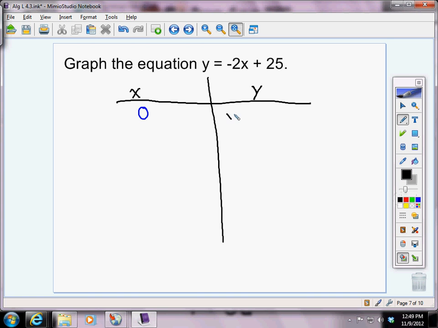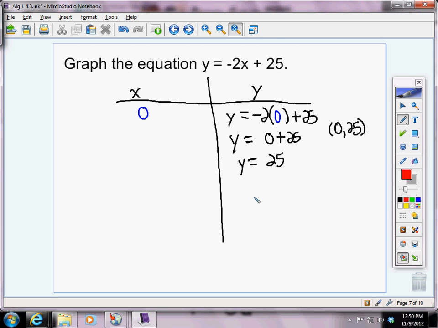So in this case, y equals negative 2 times 0 plus our 25. Y equals, well, negative 2 times 0 is 0 plus 25. That means y just equals 25. So our y-intercept is going to be at the point (0, 25).